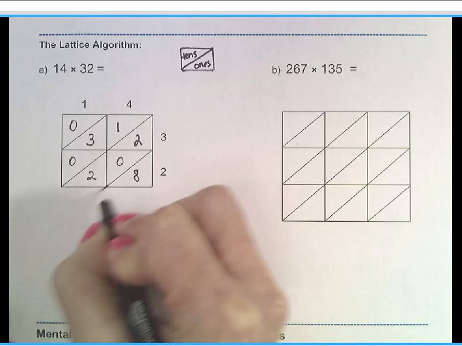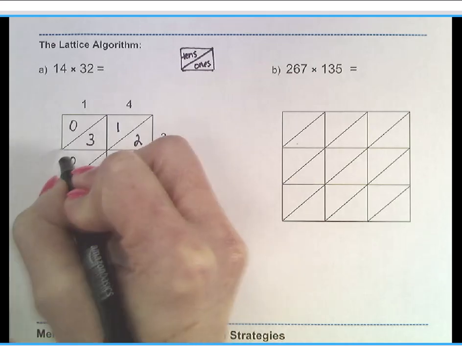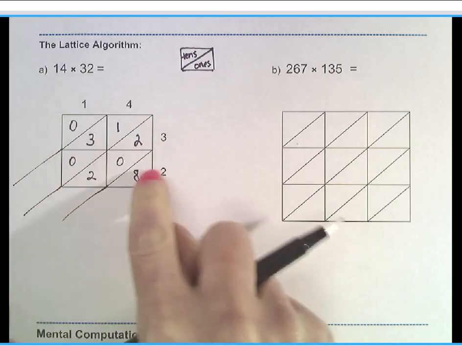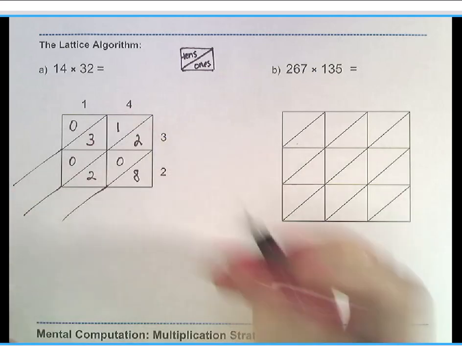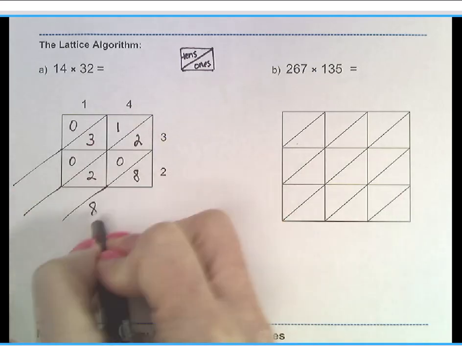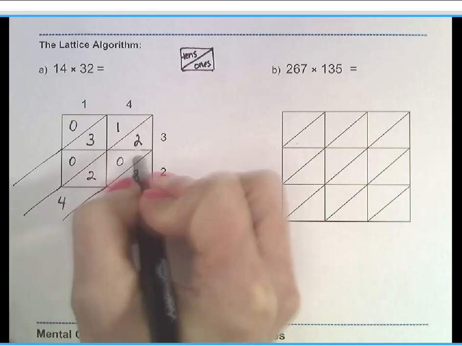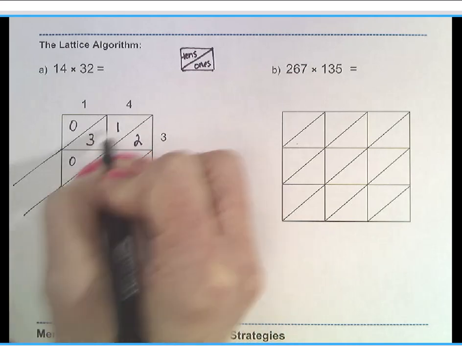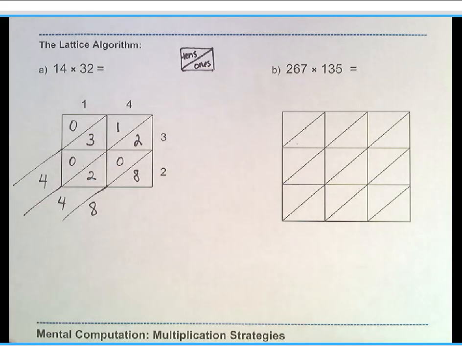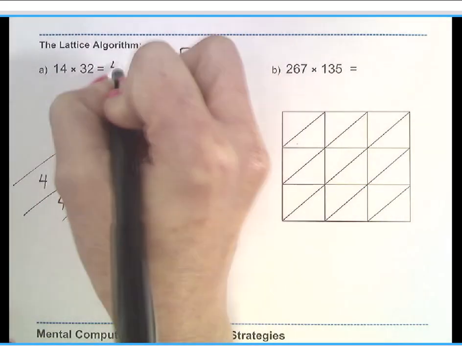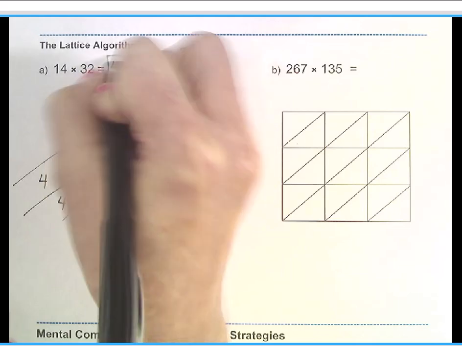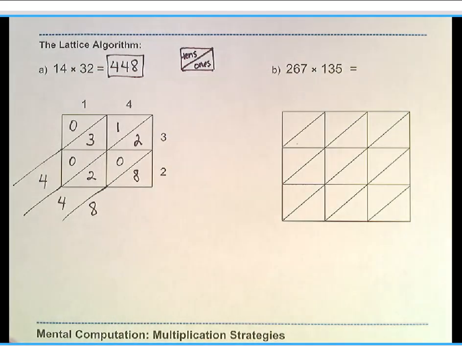And then what you do is you extend out your diagonals, and your answer is going to be the sum of these diagonals. So we have an 8 for this diagonal. We have 2, 0, and 2. That makes 4 if you add them up. And then 3 plus 1 is 4. So we end up getting 448 as a way that you multiply.